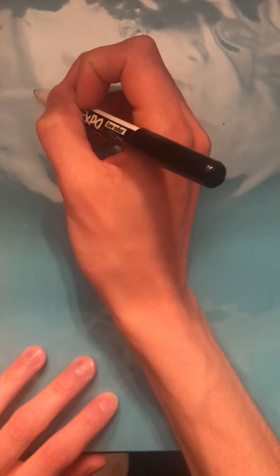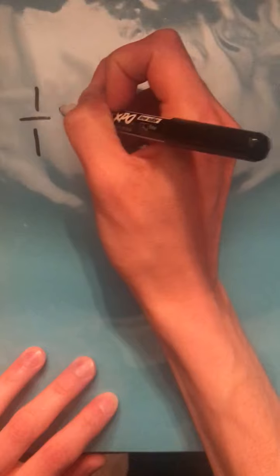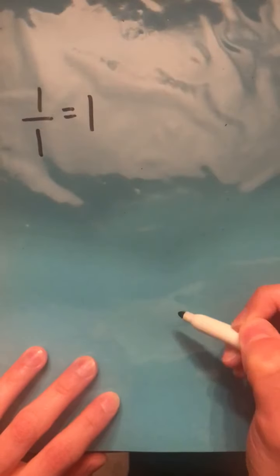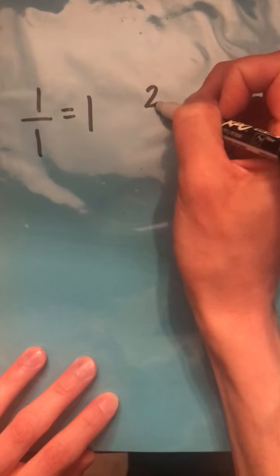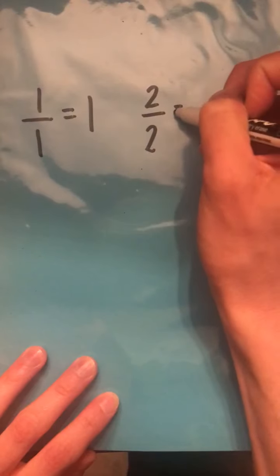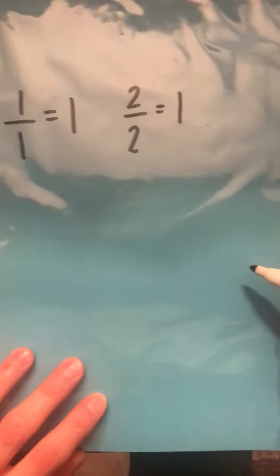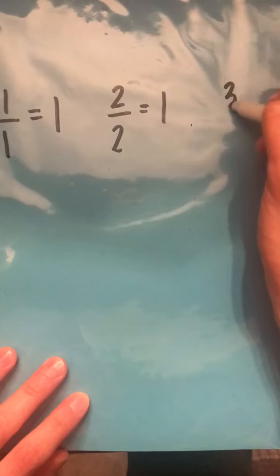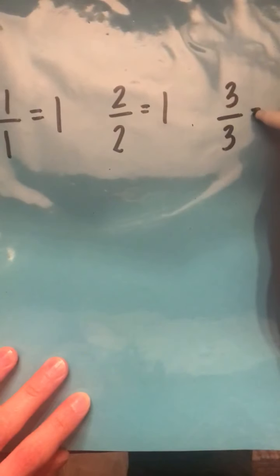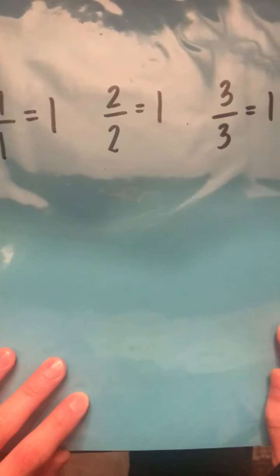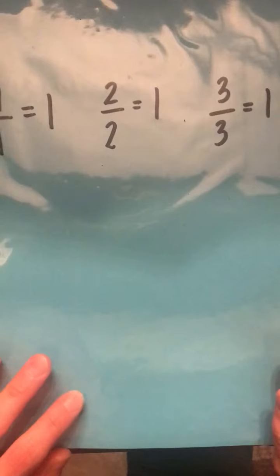So let's get started. Did you guys know that we can write 1 in many ways using fractions? Let me give you an example. The fraction 1 over 1 is equal to 1. The fraction 2 over 2 is also equal to 1. The fraction 3 over 3 is also equal to 1. And I could keep going.